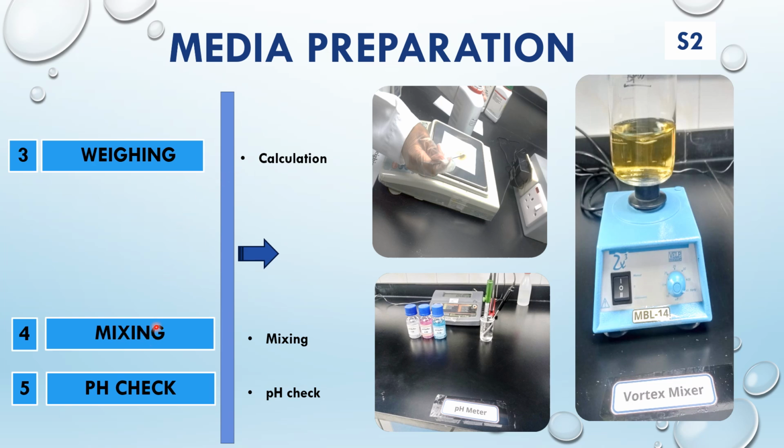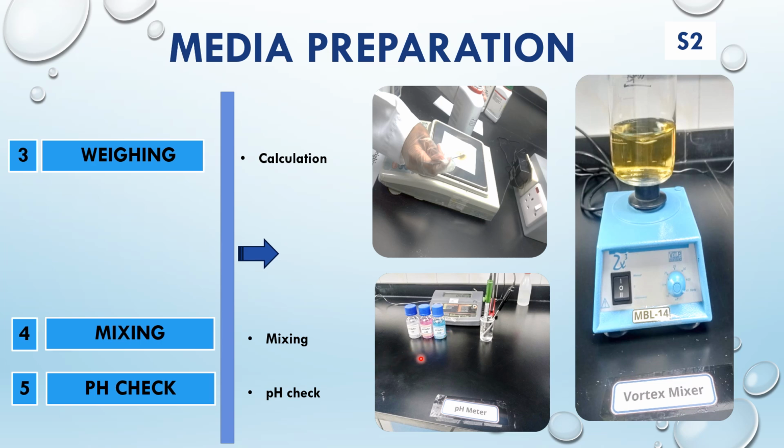In the next step, after weighing, we will go for mixing. We will mix our culture media by using a mixer or stirrer. Next, we will go for the pH meter. The recommended pH is also written on the bottle. They will say this is the guideline, this is the limit for pH.